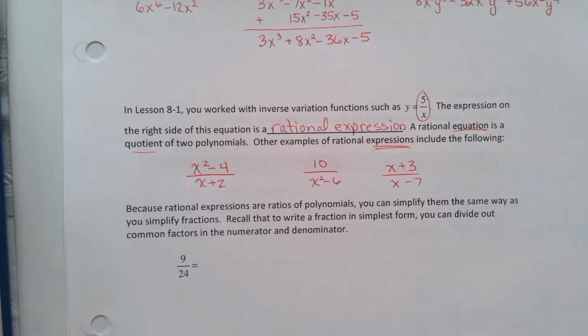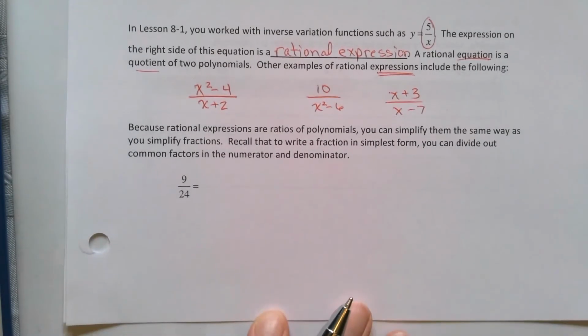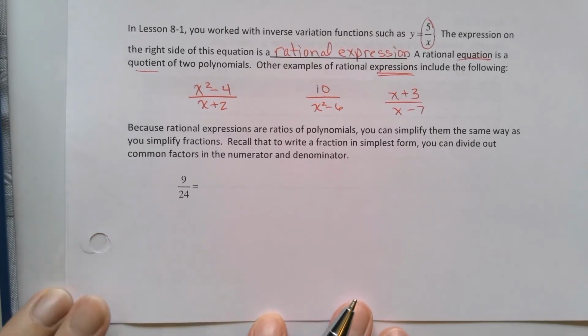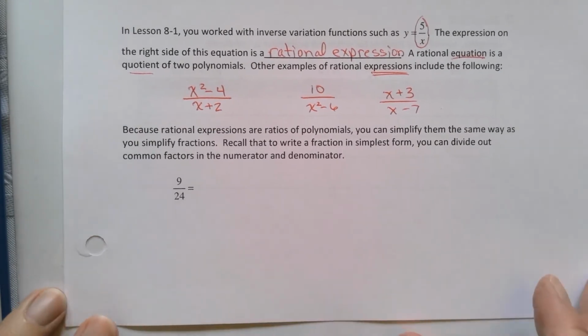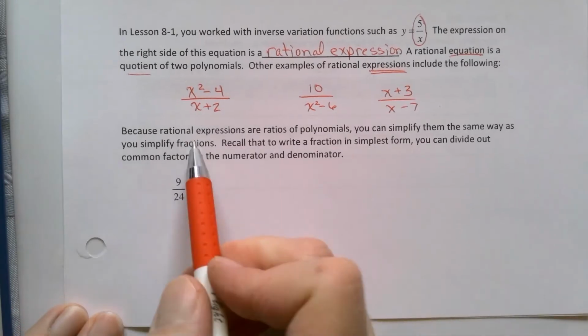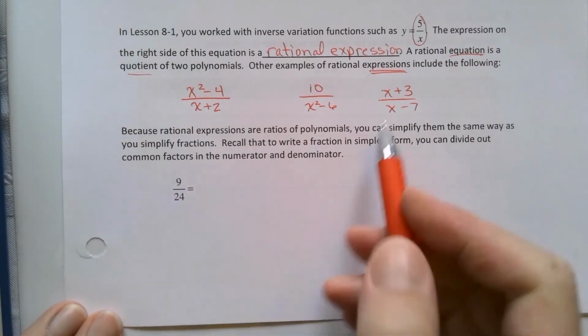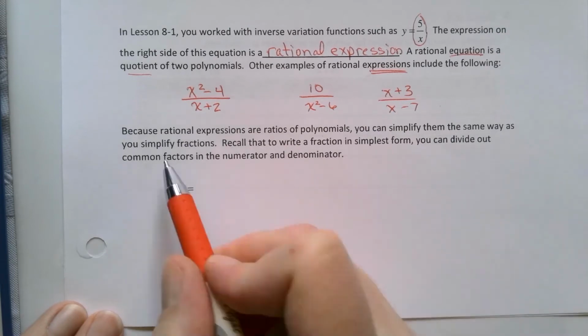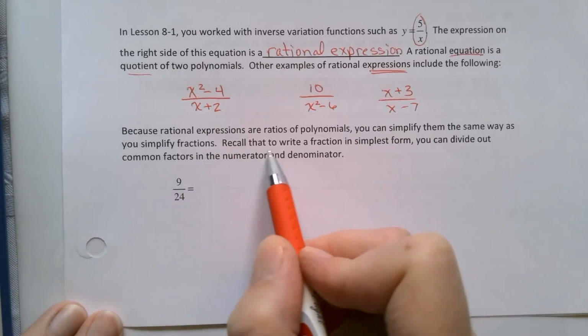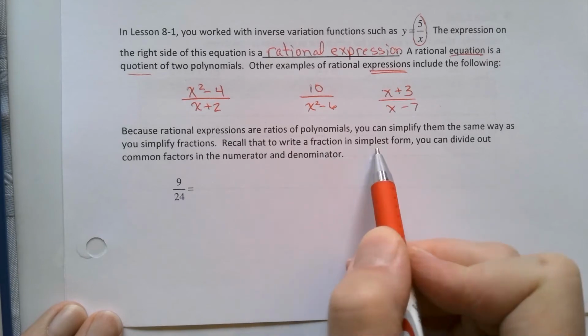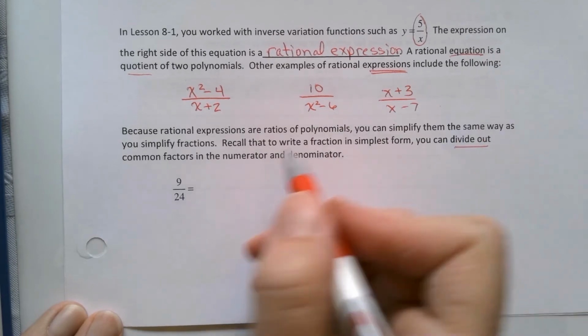All right, well, the other day we reviewed fractions, our basic fractions from elementary school. And so real quick, let's go over the rule. Rational expressions are ratios of polynomials, meaning we have a fraction, okay? And you can simplify them the same way as you simplify fractions. Recall that to write a fraction in simplest form, you divide out the common factors in the numerator and denominator.